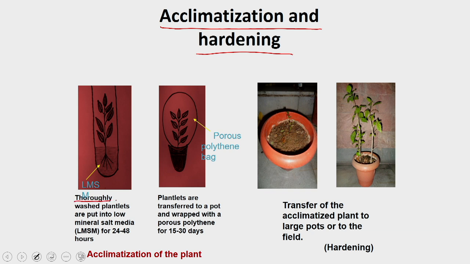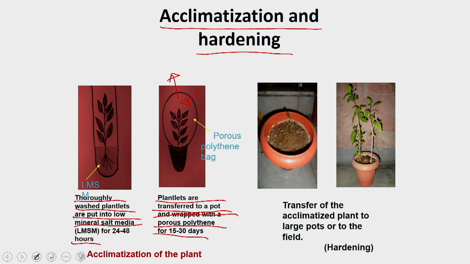So you thoroughly wash the plantlets and put them into low mineral salt media for 24 to 48 hours. And then the plantlets are transferred to a pot and wrapped with porous polythene for 15 to 30 days. The porous polythene bags allow the entry and exit of gases, but they will not allow the entry of microorganisms. So the plant will still be under controlled conditions, but it can get acclimatized to the environmental conditions. If you keep them for 15 to 30 days, they will get acclimatized to the external environment.